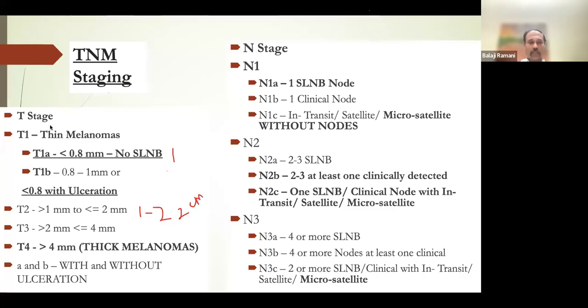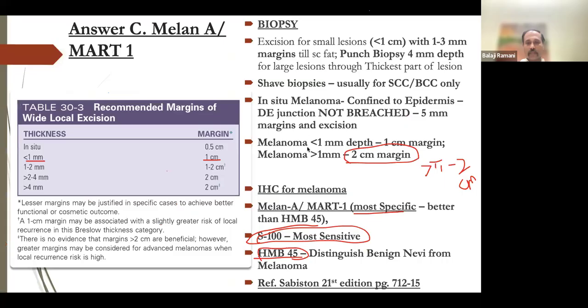Whenever you have any melanoma greater than T1. So T1 thin melanoma will be 1 centimeter. So only for your thin melanoma, the answer will be 1 centimeter. Anything more than that, just straight away you can mark it as 2 centimeter. And in situ melanoma, generally when you have half a centimeter, that is the margin that is recommended.